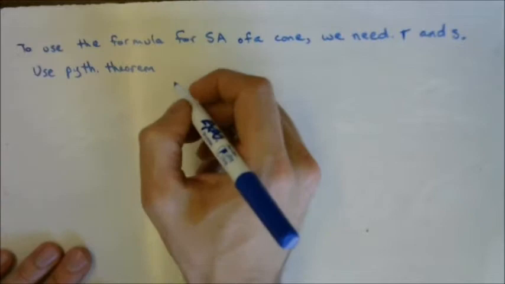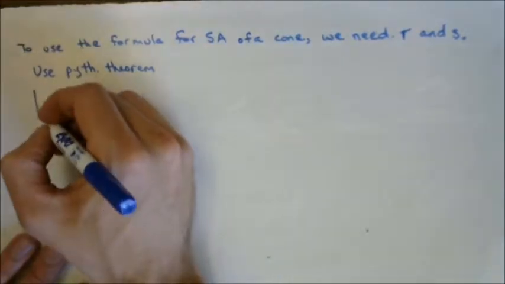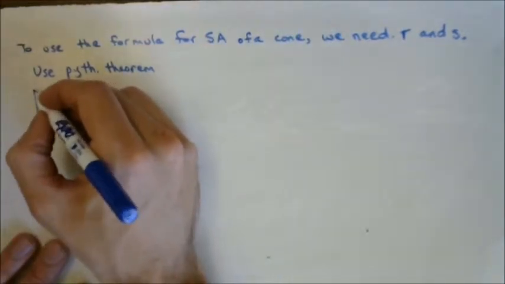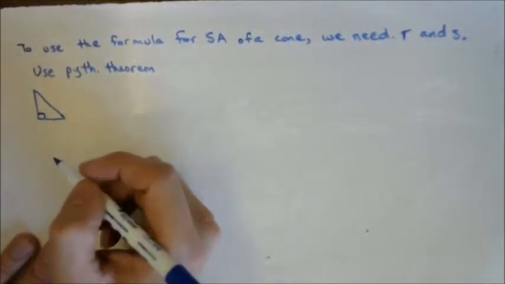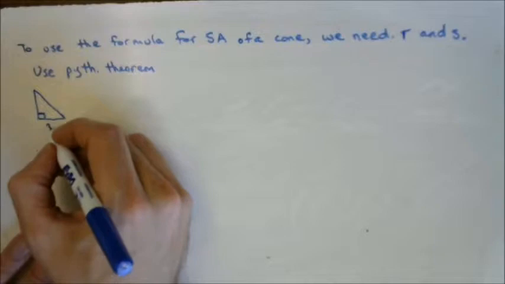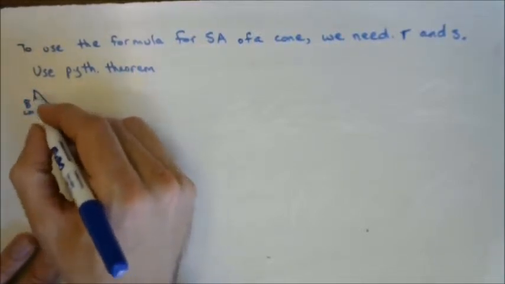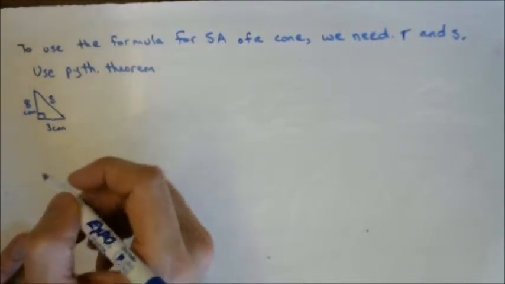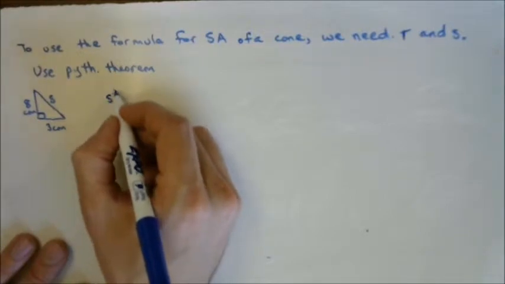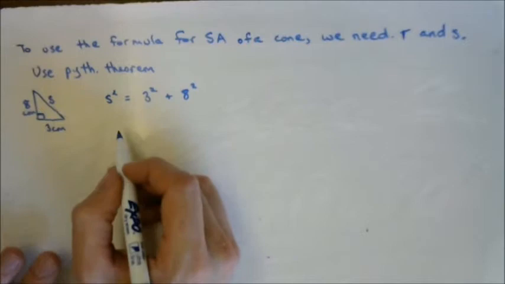We need to pay attention whenever I'm using Pythagorean theorem and I'm not sure which sides I have and don't have, just draw a quick diagram, okay? So right now, if you were to take a cross section of that cone, you would have a radius of 3 centimeters and a height of 8 centimeters. So in this case we are indeed missing the hypotenuse, which we're going to label S, okay? So we know S squared is 3 squared plus 8 squared.